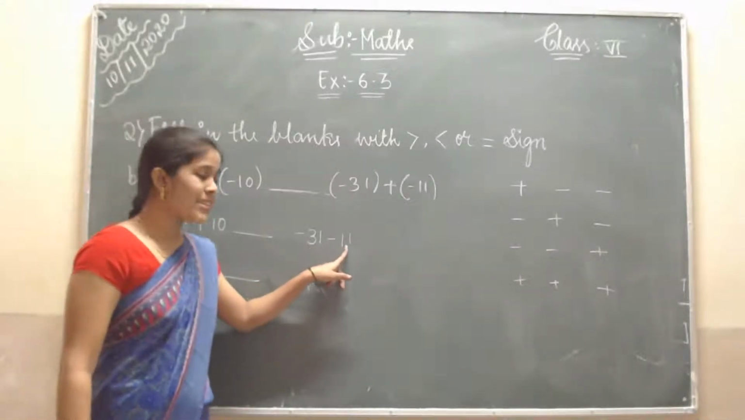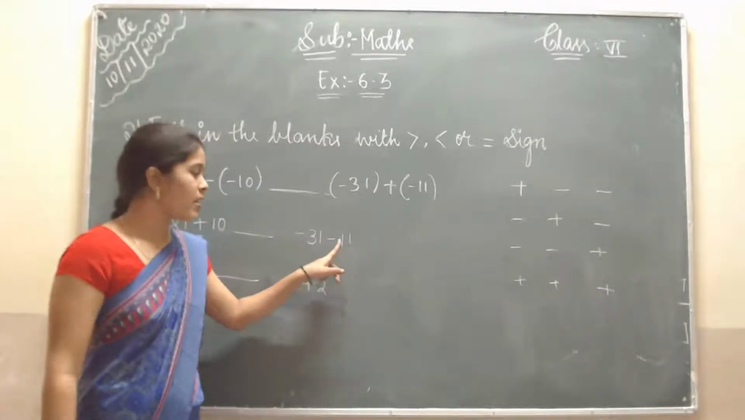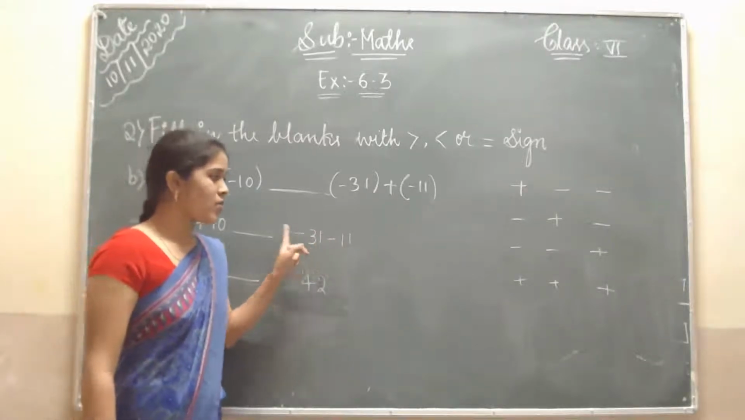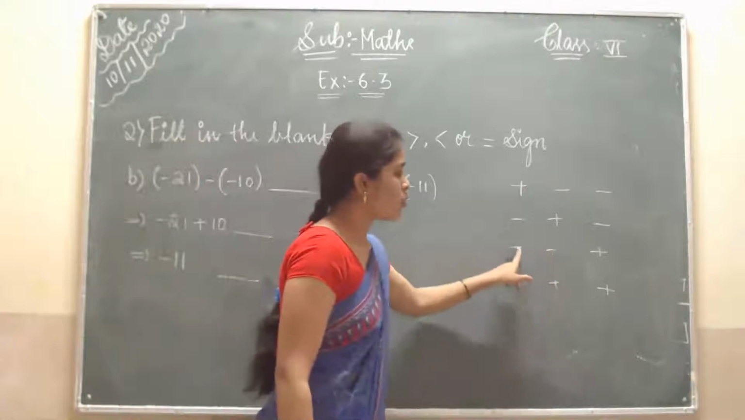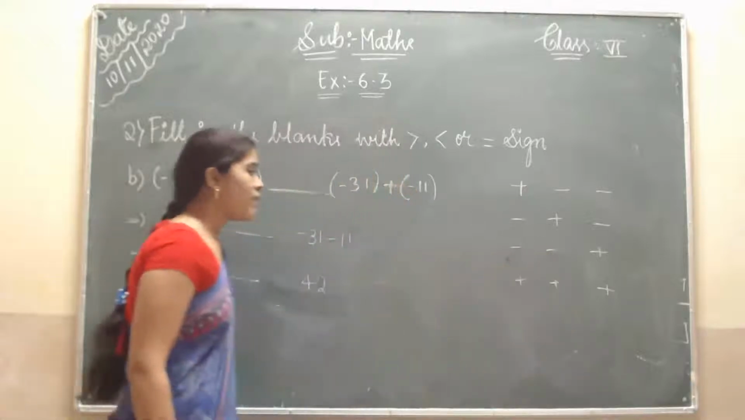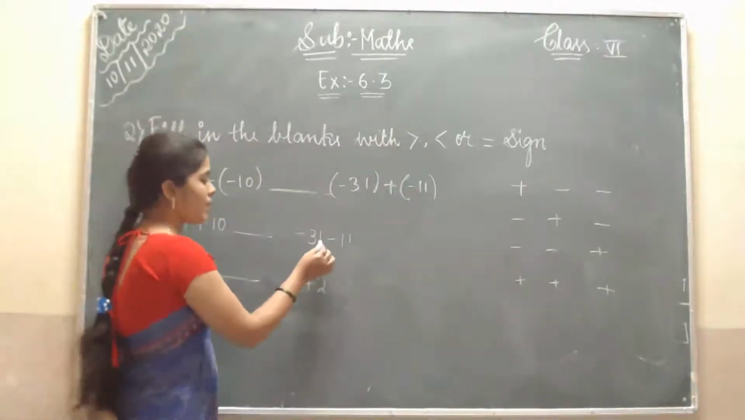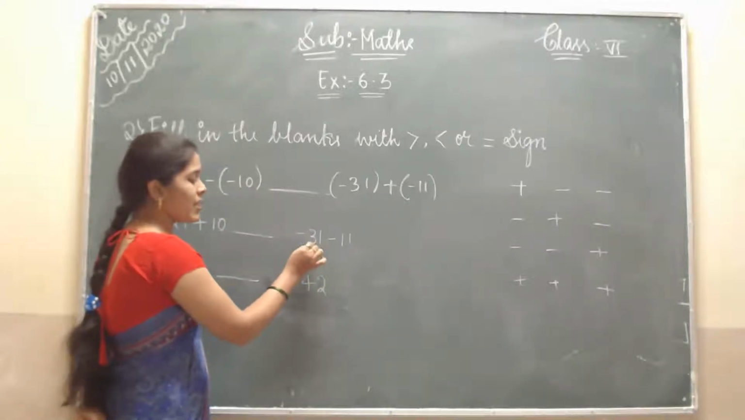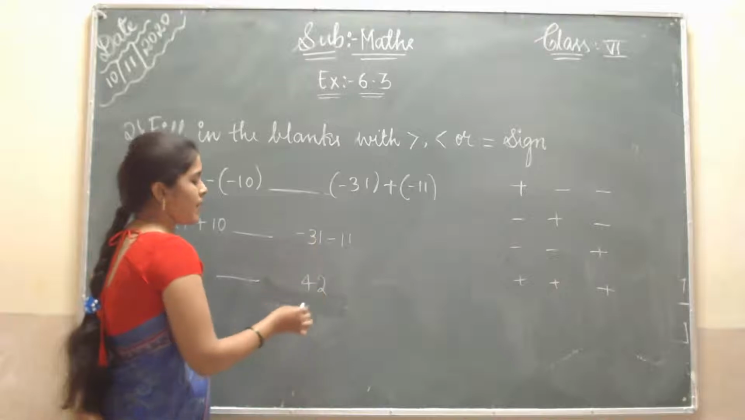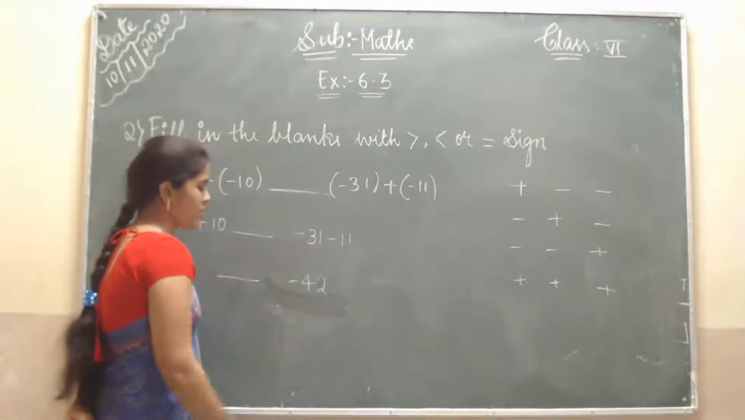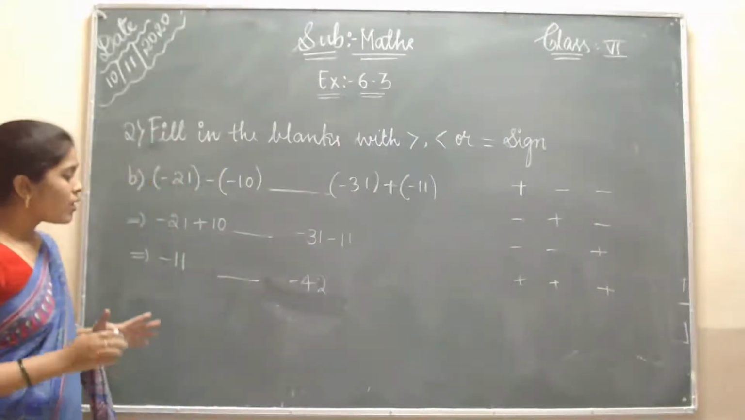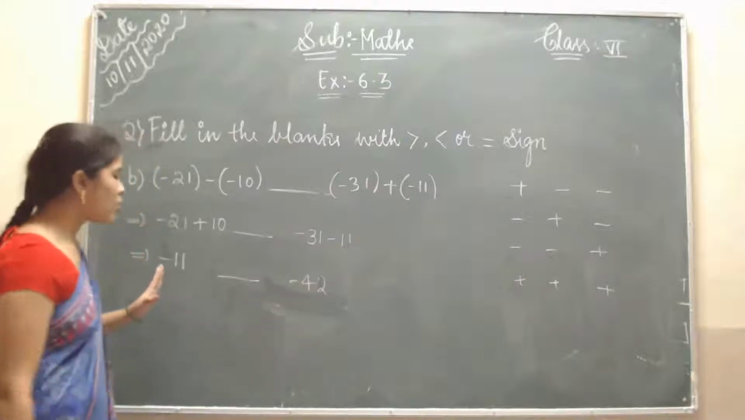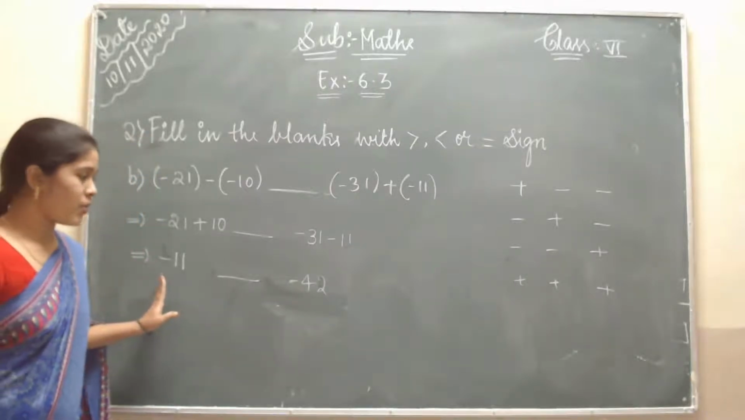31 plus 11. Why are we adding here? Yes, there are two negative signs, like signs, so we add. 1 plus 1 is 2, 3 plus 1 is 4. But in these two, 31 is greater, and in front of 31 there is a minus sign. So take this minus. Now, the LHS is also negative and the RHS is also negative.